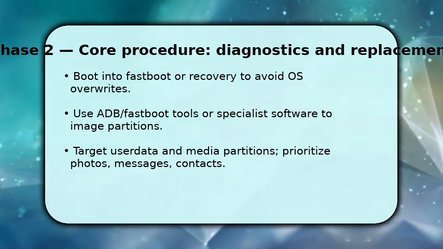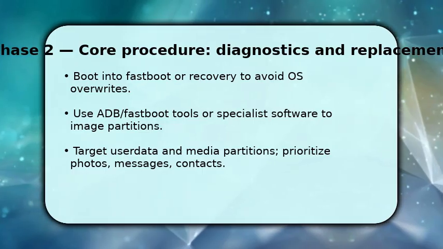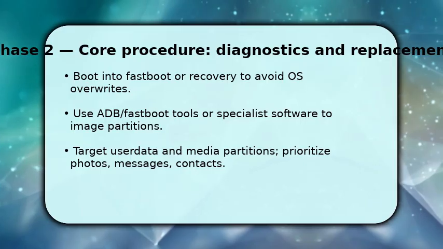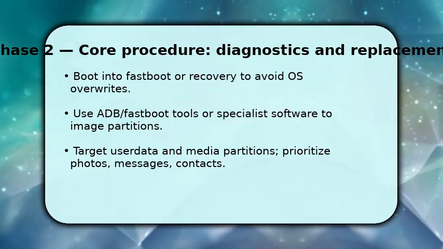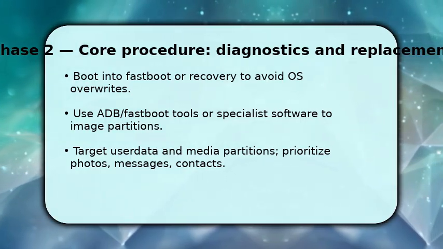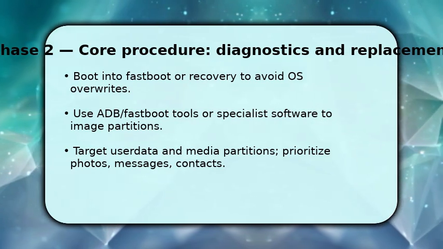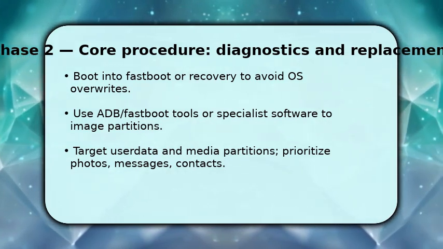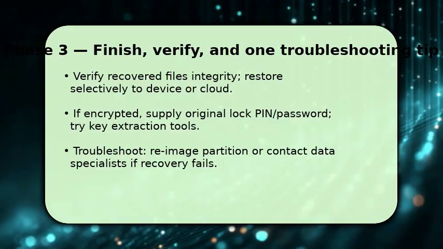Run a specialist recovery tool to scan the user data and media partitions. Set it to deep scan and prioritize photos, messages, and contacts. Make sure to save extracted images and databases to the PC, not back to the phone, to avoid overwriting recoverable sectors. You finish by verifying file integrity.